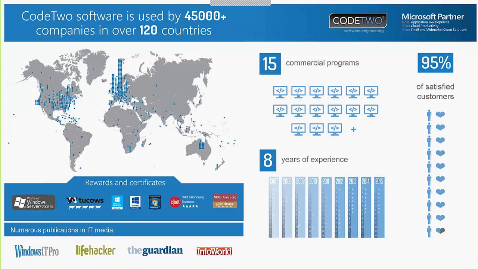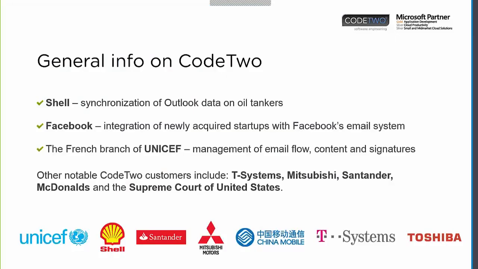Just to give you a little bit more detail on which companies are using our software, please take a look at the logos. I think you'll recognize most of them. We've got Shell using our Outlook data synchronization on their old tankers. We've got migration software that was helping Facebook integrate their newly acquired startups into their email system, and also UNICEF working with our management of email flow and content signatures. So basically, this is to show you we've been there and we've been producing software that's commonly used.